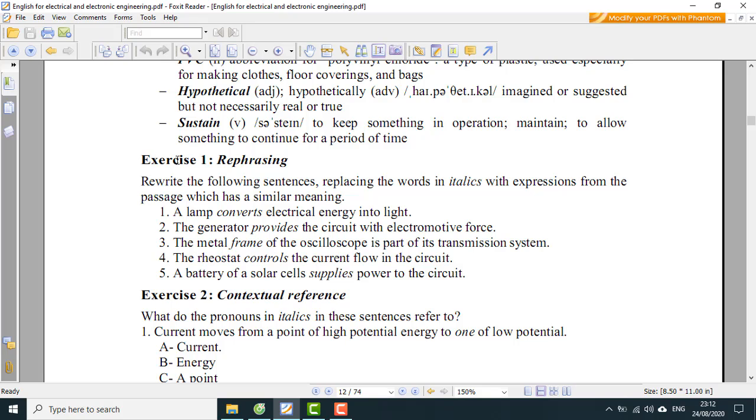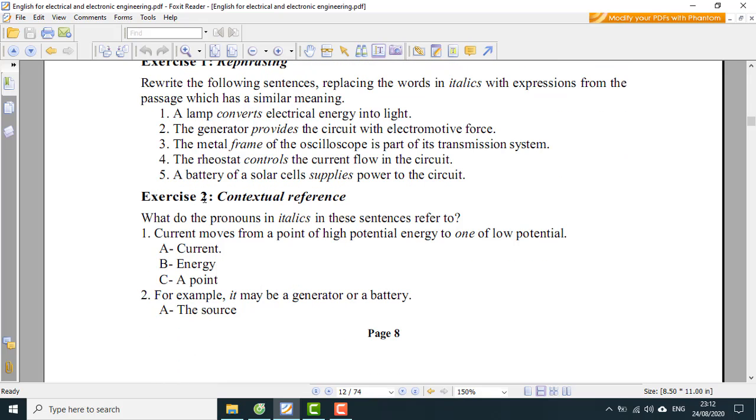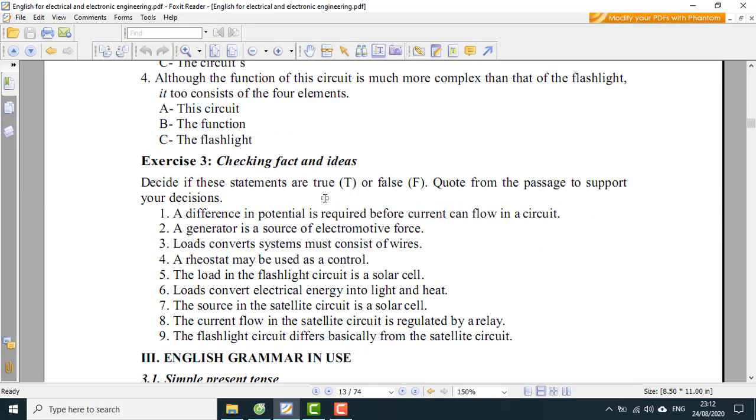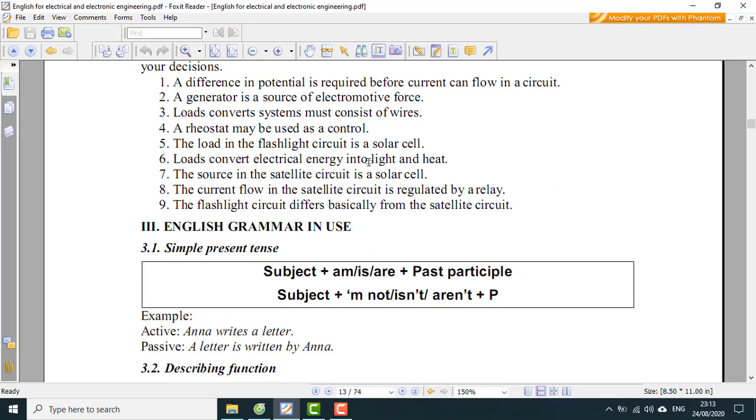These exercises are for students to pre-learn at home. Exercise 1, prefacing. Exercise 2, contextual reference. Exercise 3, check facts and ideas. And part 3, English grammar in use, is for students to learn at home, self-study.